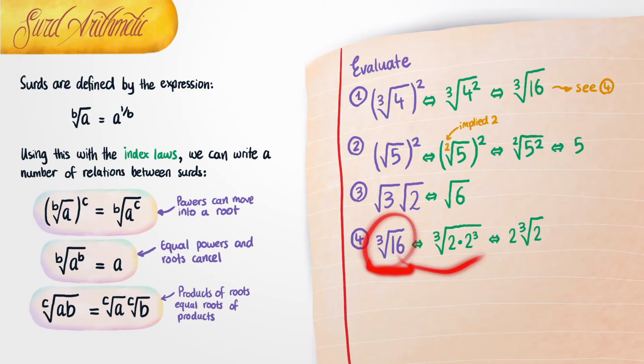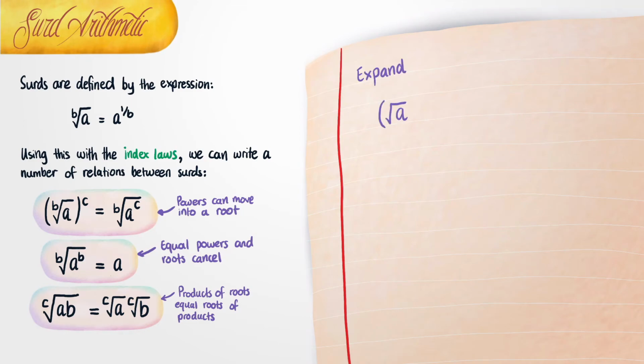Now, if surds really are just normal numbers, then all of the rules we've learnt so far should just apply to them without any modifications. So, for example, if I asked you to expand the square root of a plus the square root of b, all squared, then we can go ahead and use the normal rule for a binomial expansion. We start by squaring the square root of a, then we square the square root of b, and then we multiply by 2 times the square root of a times the square root of b.